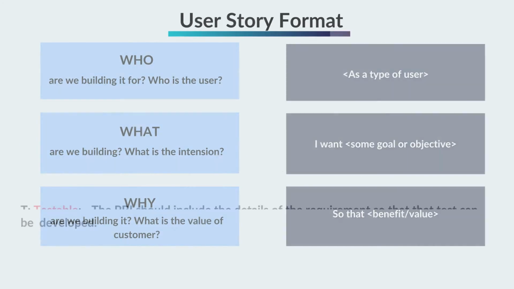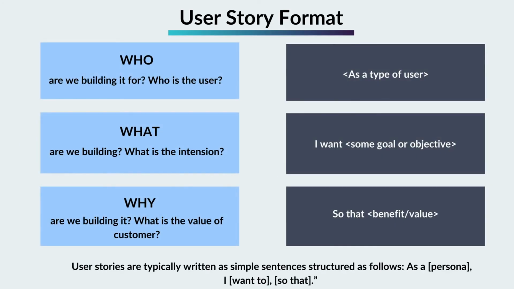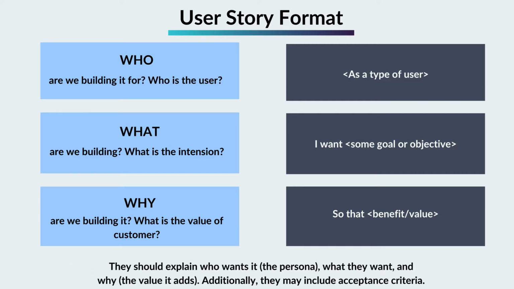User story format. User stories are typically written as simple sentences structured as follows: as a persona, I want to, so that. They should explain who wants it, the persona, what they want, and why, the value it adds. Additionally, they may include acceptance criteria.